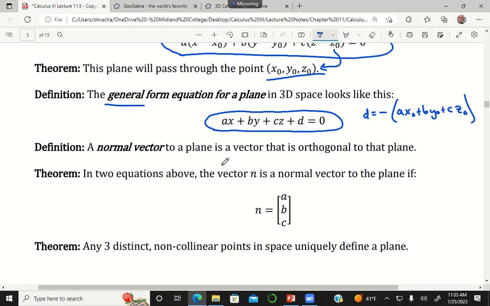So a normal vector to the xy plane would be k. In fact, k would be a normalized normal vector to the xy plane. It would be the unit normal vector to the xy plane.